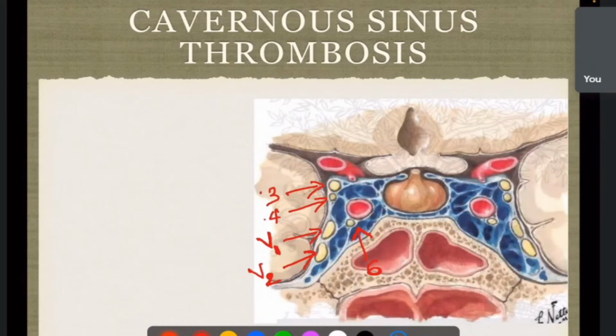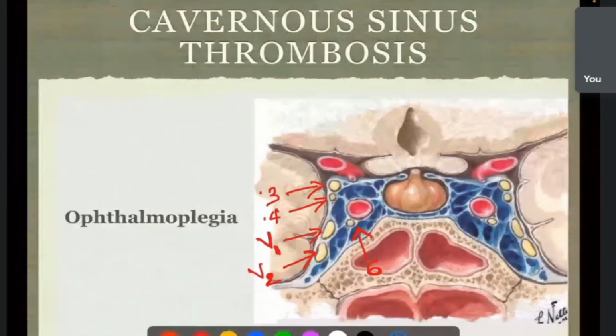And when these 3, 4, 6 nerves are affected, what will happen? What is that condition called? You are not able to move any of the extraocular muscles. You are not able to move your eyeball at all. So that condition is called ophthalmoplegia. So one of the symptoms is ophthalmoplegia. Then because the ophthalmic division of the trigeminal nerve is affected, all the nerves to the orbit are affected, like nasociliary, frontal, lacrimal.